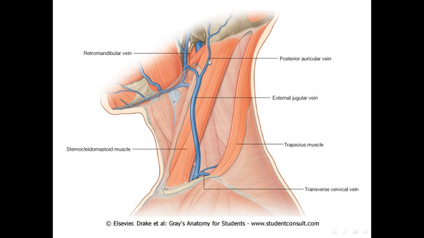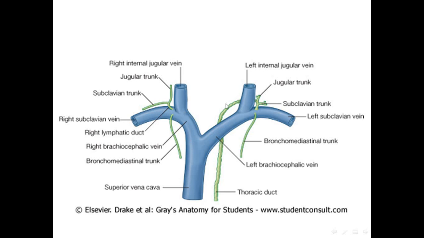So we see some of the tributaries here, the posterior auricular and the retromandibular. And down here we see the transverse cervical vein. Here is more lower at the root of the neck. We see now what we are left with is the internal jugular vein. Then the internal jugular vein with the subclavian vein form the brachiocephalic vein. The two sides brachiocephalic vein then form the superior vena cava and go all the way down to the heart.